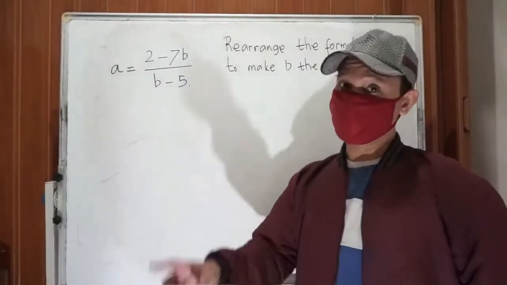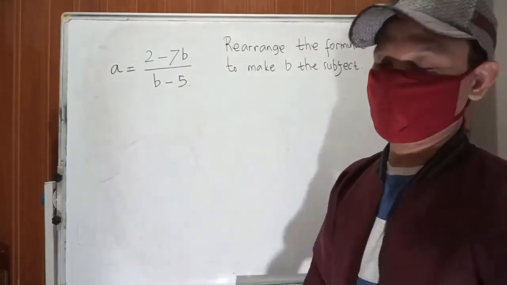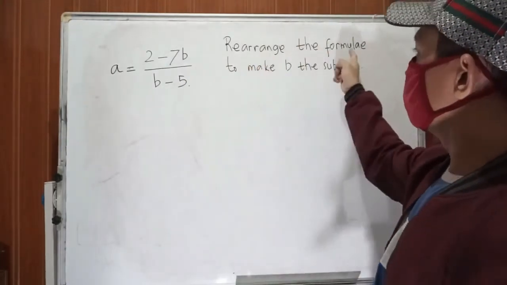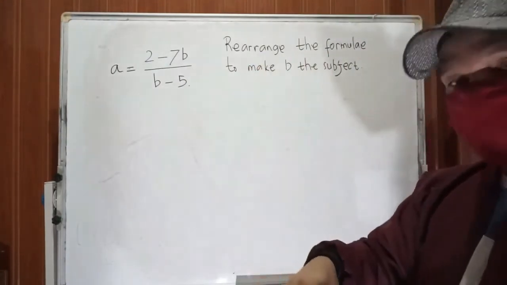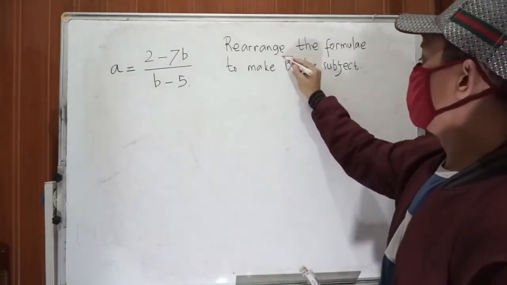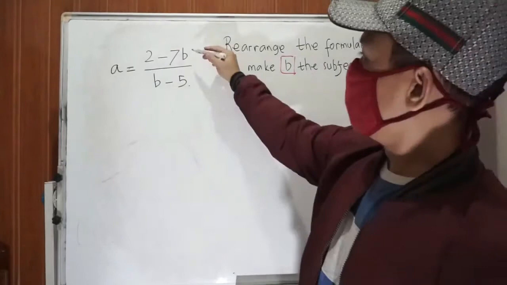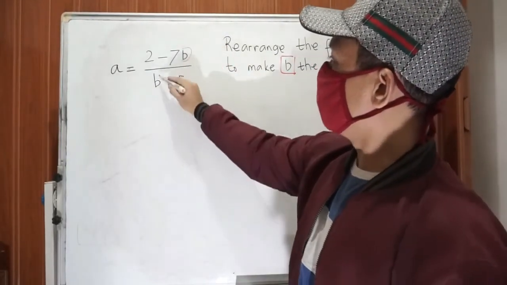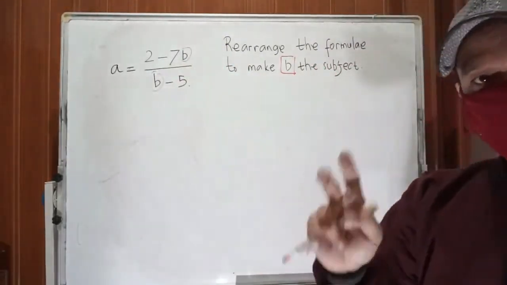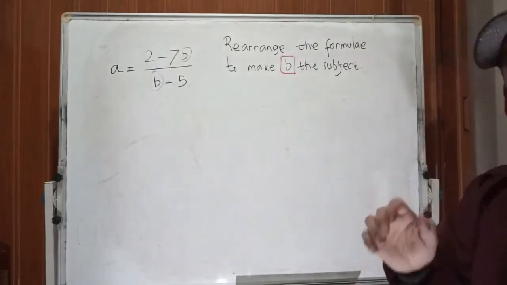Students, this is the last sample for you. Rearrange the formula to make B the subject. It's our target, B the subject. You got this one, B, and here B. Right, there are two B. Okay, go to the first step.